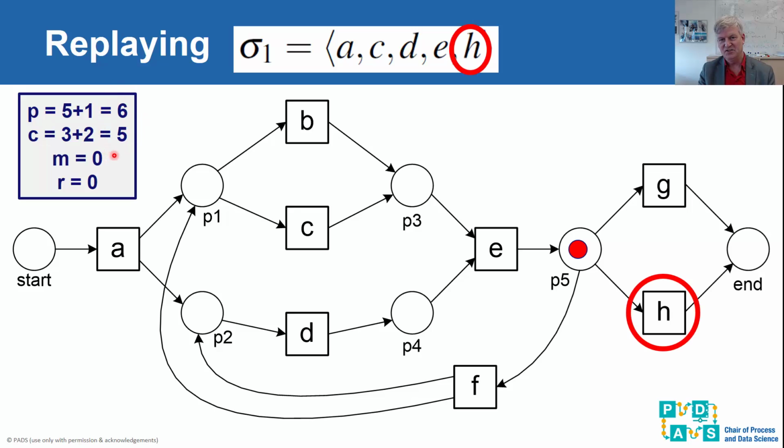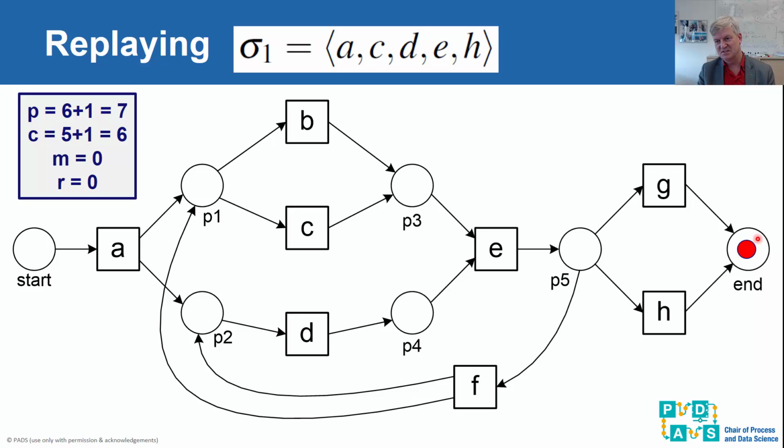Then we do H, again we produce and consume 1 token. Here are the updated numbers. And finally, very important, at the very end, the environment is going to take a token from the end place, the sink place.